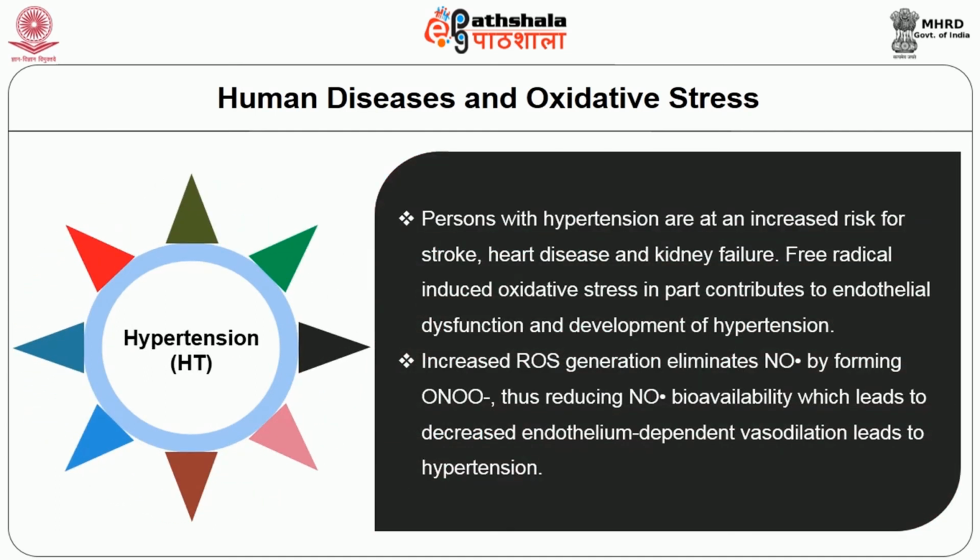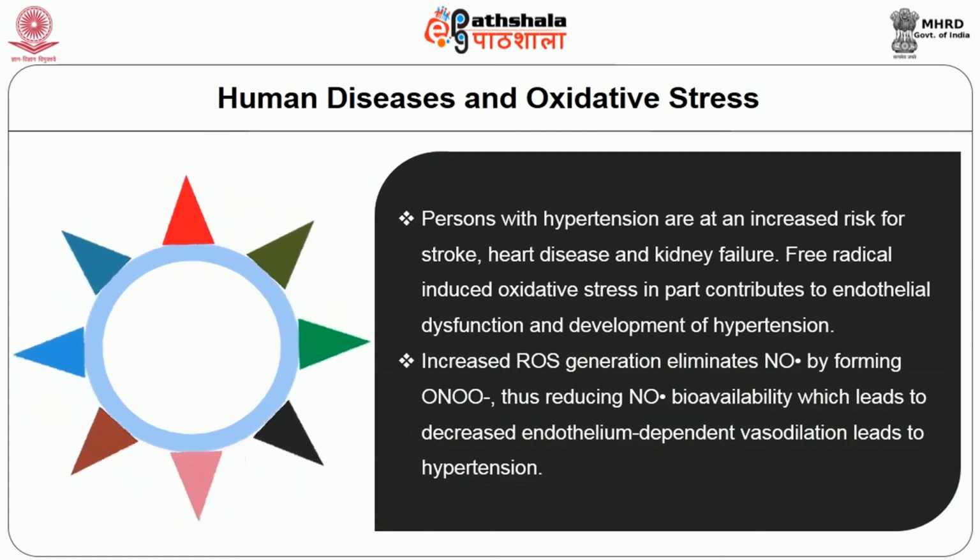The next one is hypertension. Persons with hypertension are at an increased risk for stroke, heart disease and kidney failure. Free radical induced oxidative stress in part contributes to endothelial dysfunction and the development of hypertension. Increased reactive oxygen species generation eliminates nitric oxide radical by forming peroxynitrite radical anion, thus reducing nitric oxide radical bioavailability, which leads to decreased endothelium dependent vasodilation and leads to hypertension.